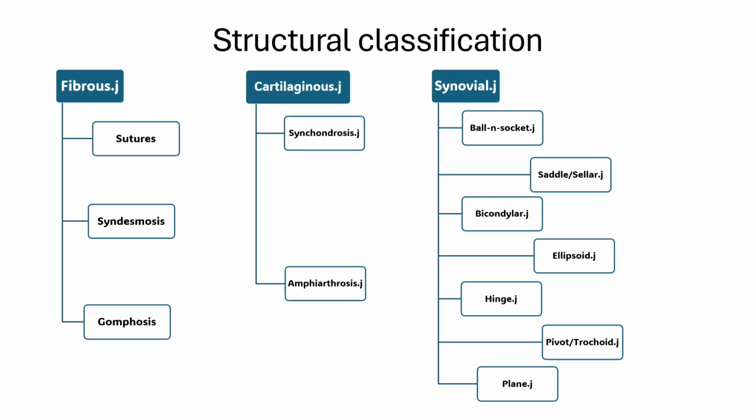Now the third subcategory of structural classification is the synovial joint. There are a variety of synovial joints. Some of them are ball and socket or spheroidal joint, sellar or saddle joint, condylar or bicondylar joint, ellipsoid joint, hinge joint, pivot or trochoid joint, and plane joints.